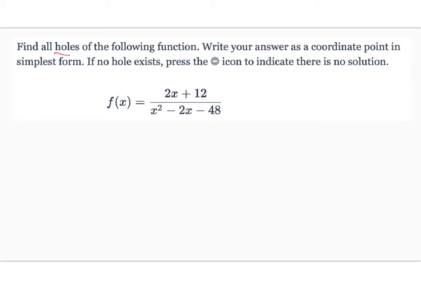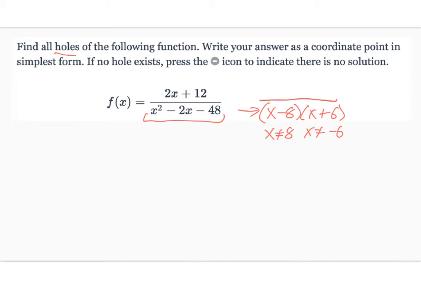Find all the holes. Hey, we just talked about that in this function. So we said that holes exist if we cancel something out. So the first thing I'm going to do is decide what can't work here. This is going to factor into x minus 8 and x plus 6. That means we have x equals 8 and x equals negative 6 as excluded values.